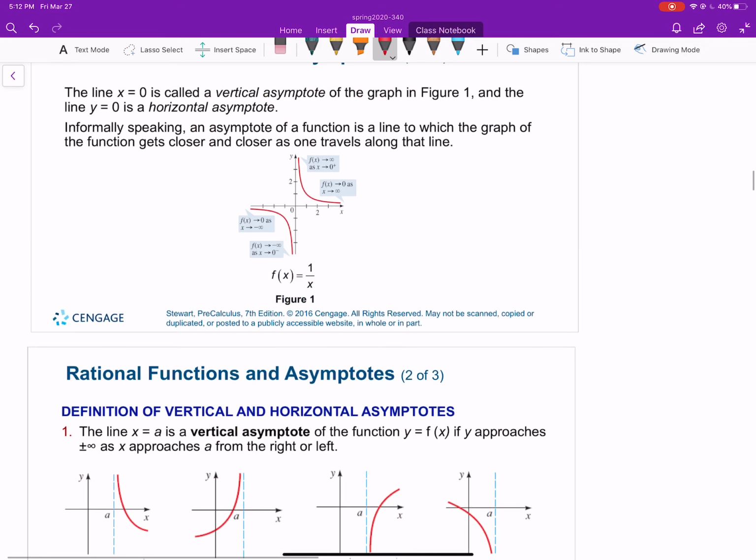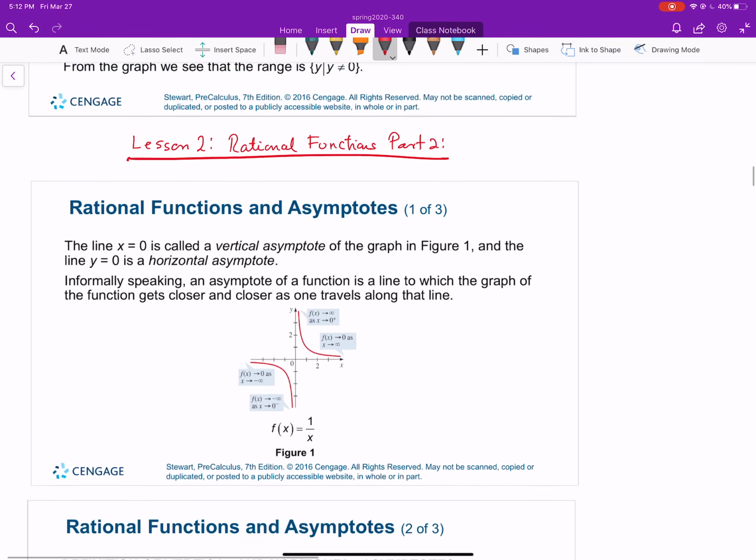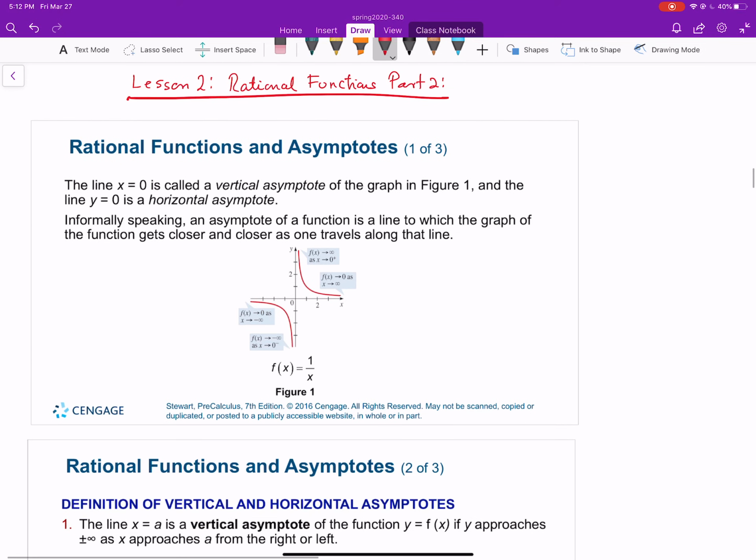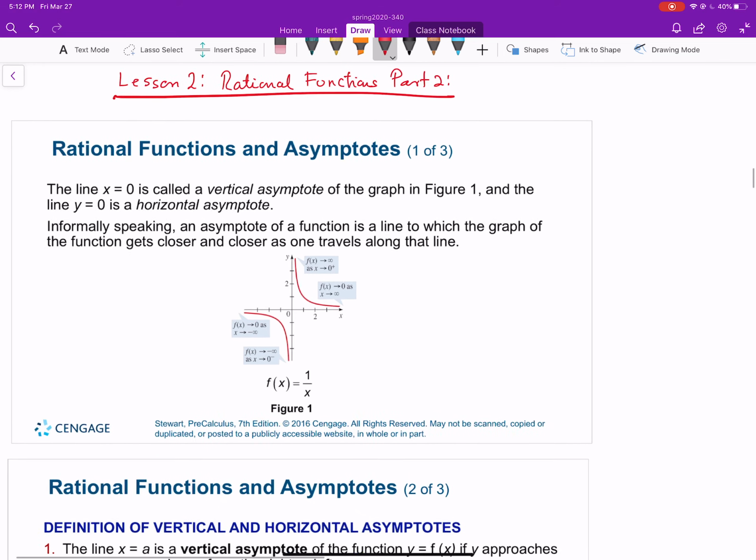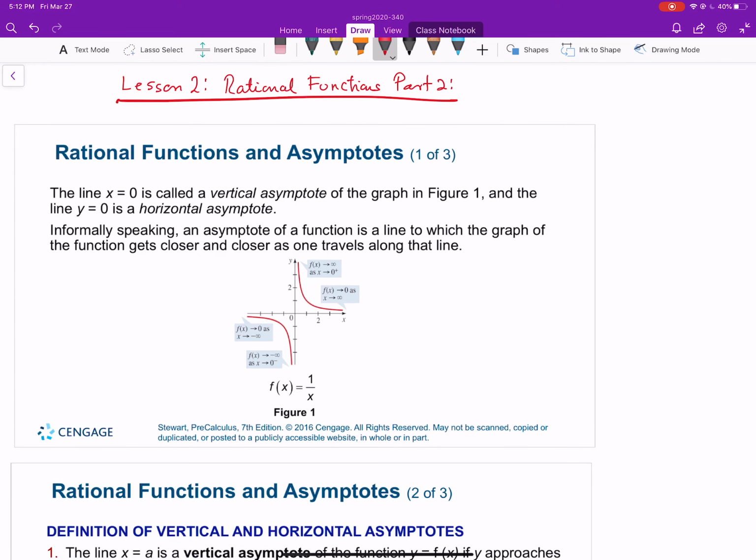So last class we ended up talking about horizontal and vertical asymptotes, and the definition we came up with was that if we have a line that was equal to 0, we call that a vertical asymptote. So we're looking at this line right here.